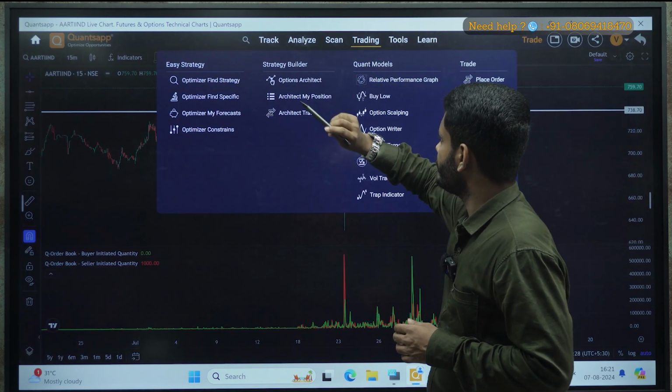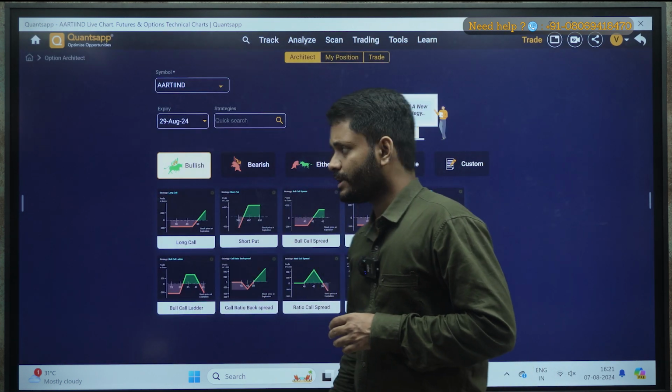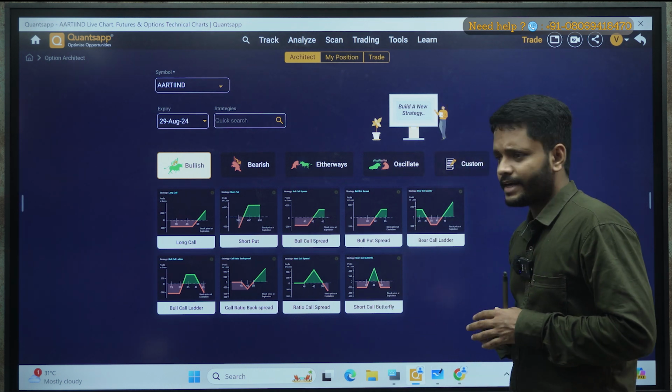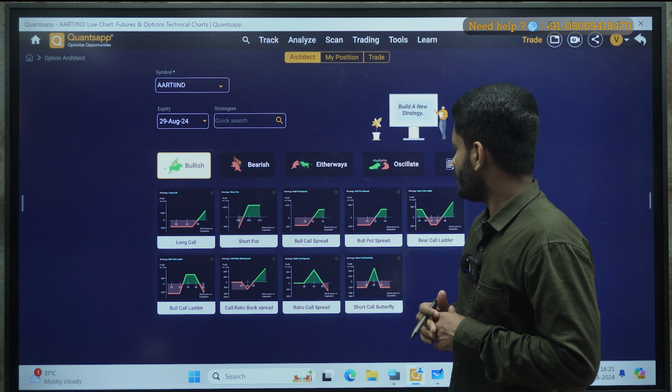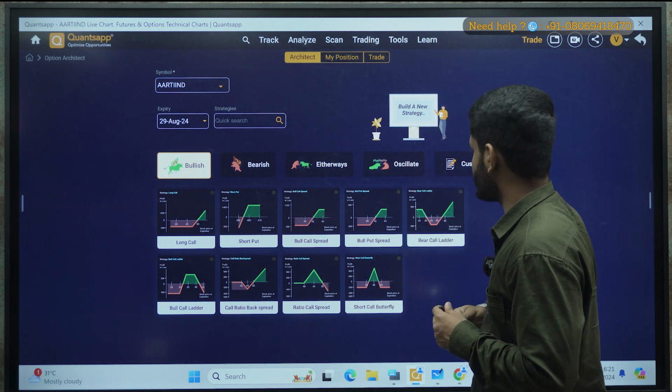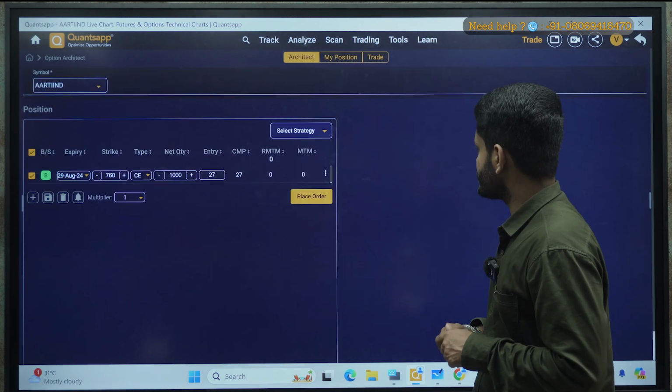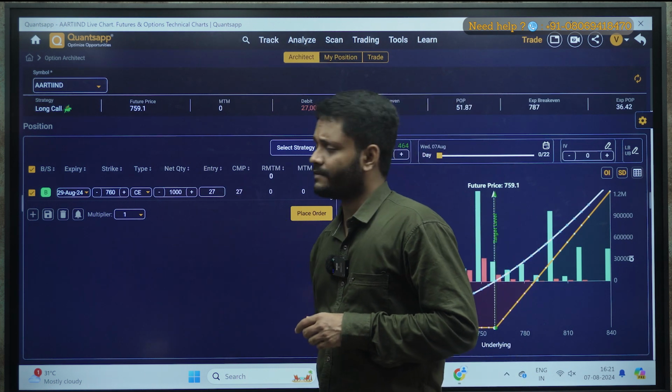Now let me go to the trading platform. Under strategy builder, let me click option architect. What is option architect? It basically gives you a skeleton of how the strategies look, but I won't go for system-driven strategies. I'll customize my own strategy. Let me go to custom. Aarti Industries I have selected.